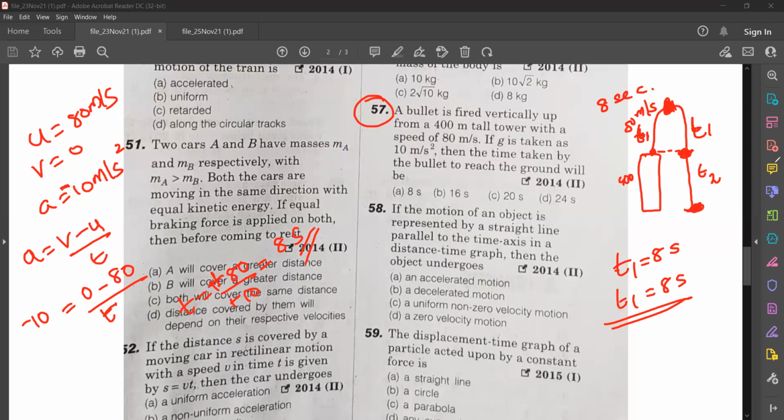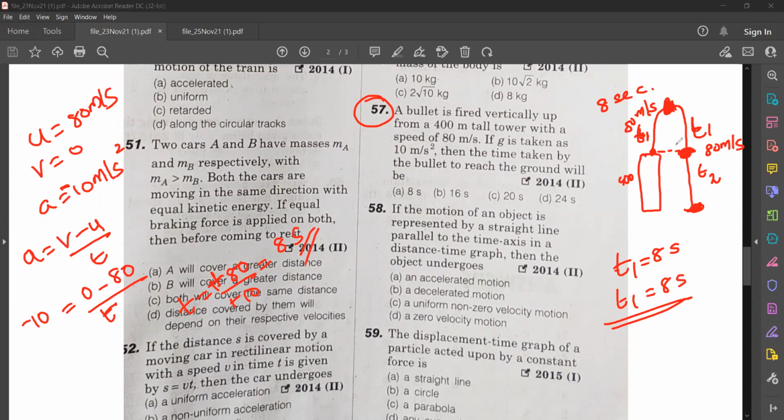So for getting that, you need to find the velocity at this position, isn't it? You need to find the speed at this position, then only you'll be able to find out this. Okay. So at this level, it is 80 meter per second. Speed is 80 meter per second.